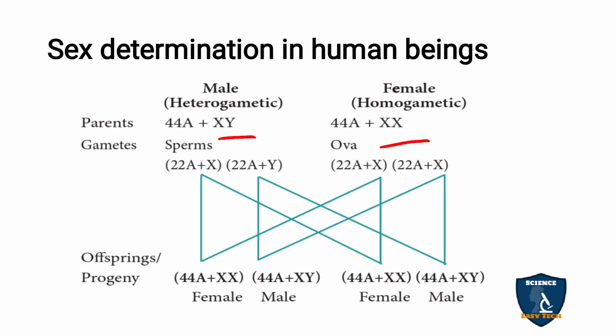So in human beings also, sex is determined by the Y chromosome. The sperm containing the Y chromosome fuses with the egg with the X chromosome and creates the male, and the sperm with the X chromosome fuses with the ovum with the X chromosome. It gives rise to female offspring.